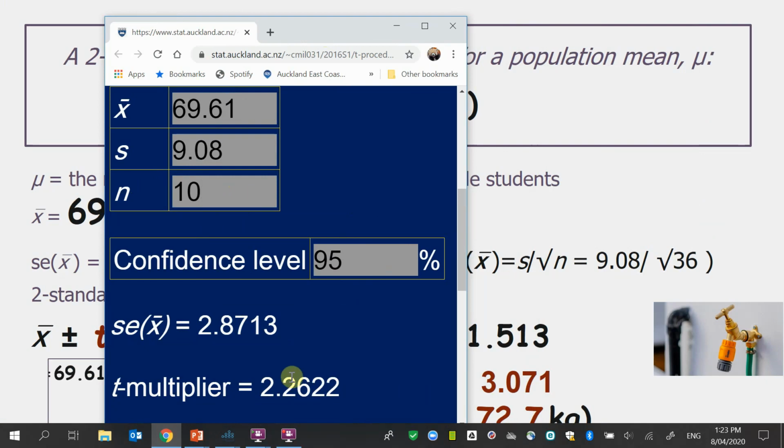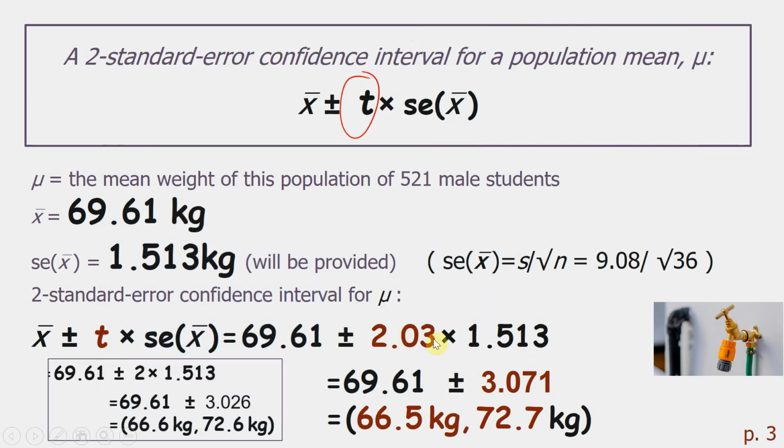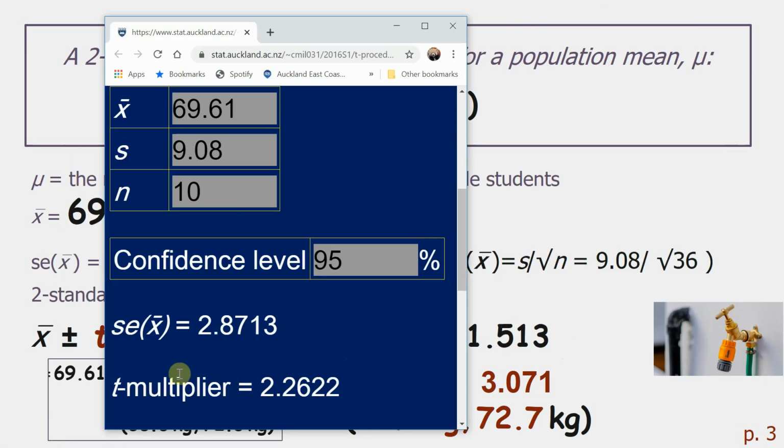So that number's jumped up, which means this bit here has jumped up, so that whole bit there that you're going to add on or subtract off is all going to be bigger. It's going to make your interval much, much wider. So the T procedures tool is where you're going to go to calculate that T multiplier for your confidence interval.